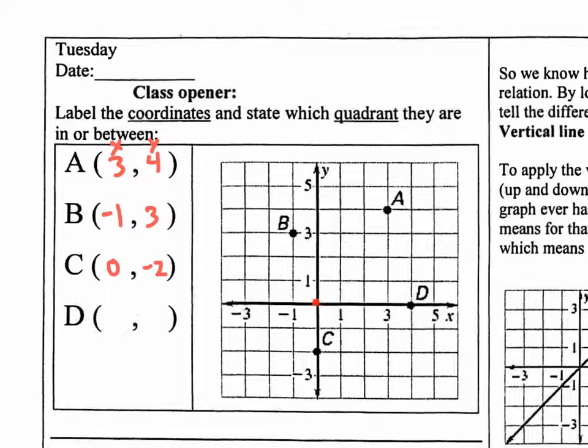And D is over here, 4 on x, and I don't go up or down, so I stay there at 0. So it's 4, 0. My location of point D is 4, 0.